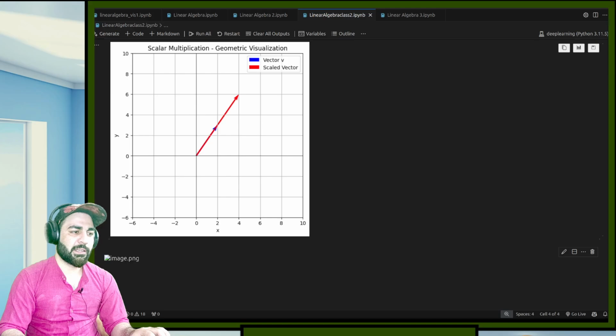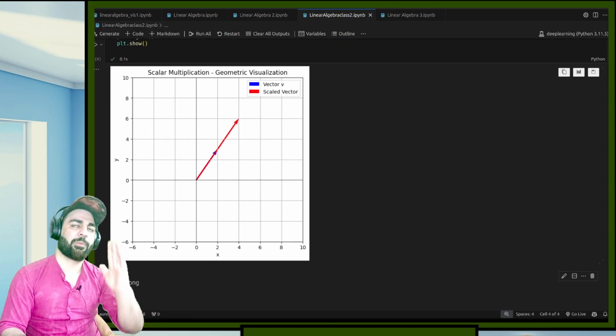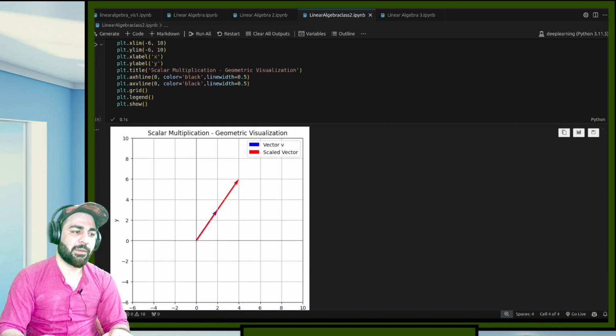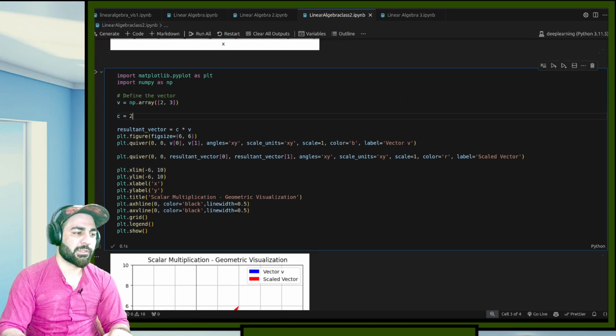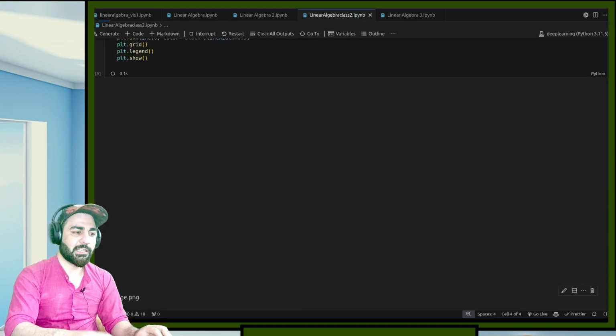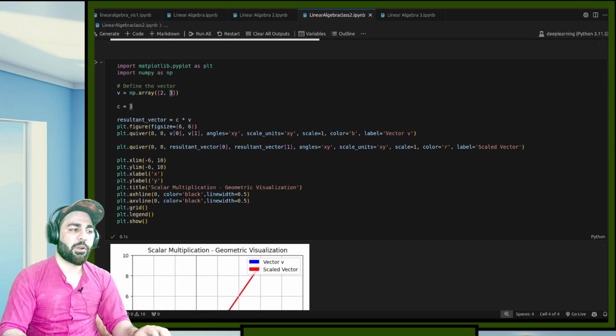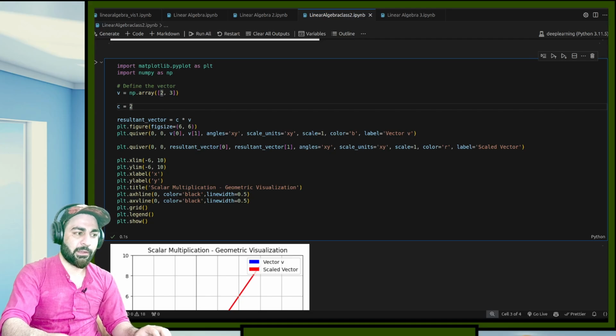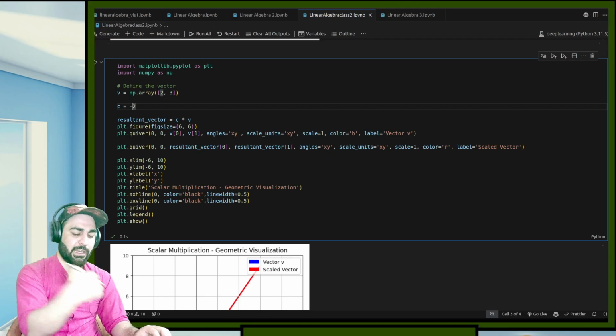So now you can see it. The original vector was this. Now I scaled it up. You can see the red is the scaled version. I doubled the vector. If I have, let's suppose, a scaling factor of 3, you can see this vector got increased 3 times. If I want -2, it will flip. Basically -2 will flip the direction and scale it accordingly.